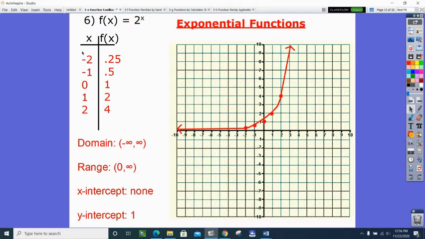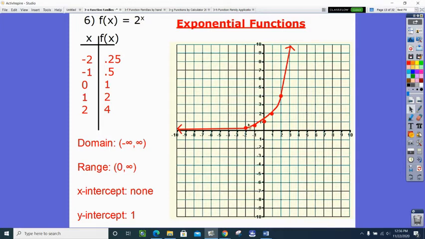And if you were to pick -3 and -4 and -10 and -100, this would get closer and closer to 0, but it will never reach 0. This is approaching 0. So the range would not include 0. It would be a parenthesis, but it would keep going up.